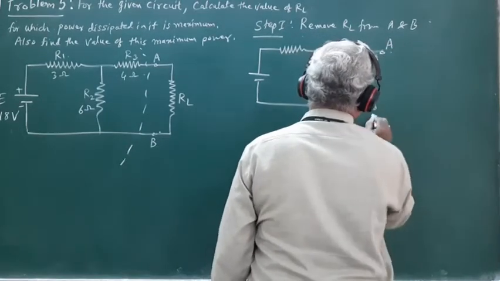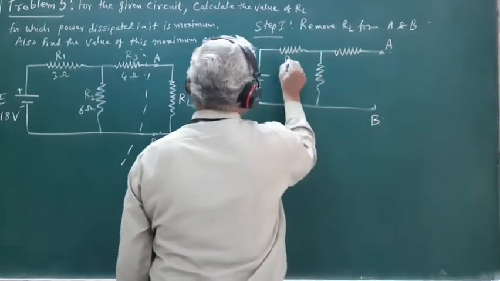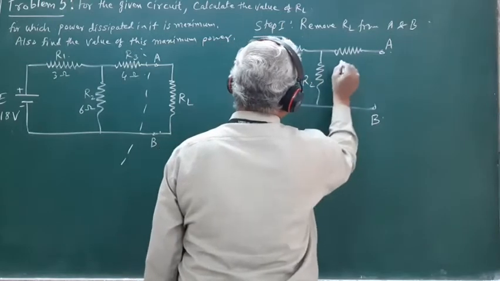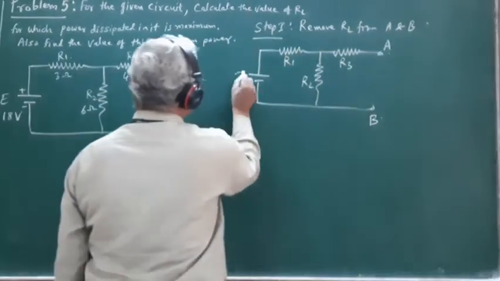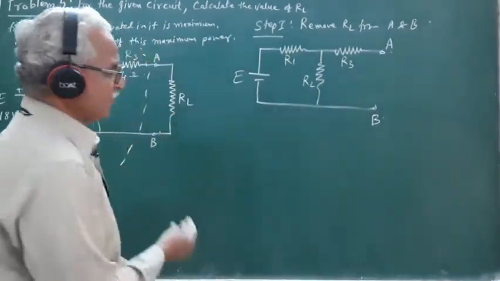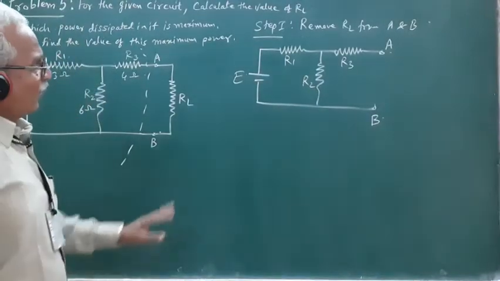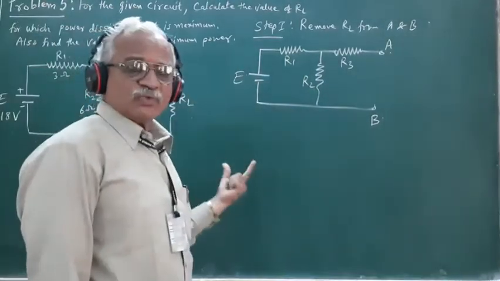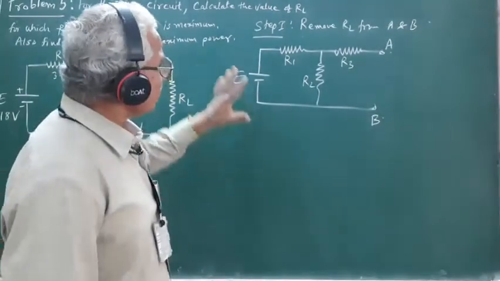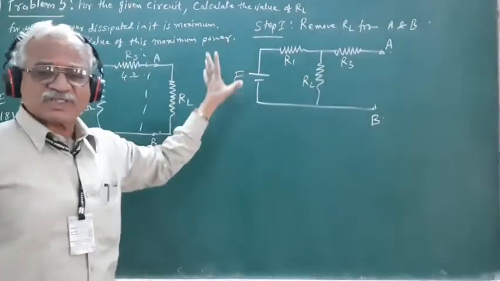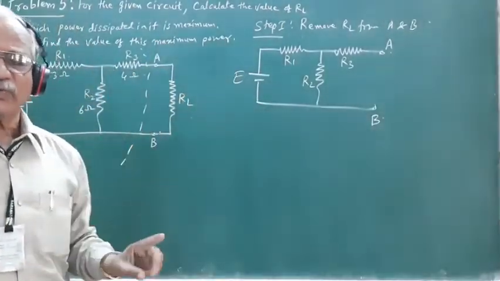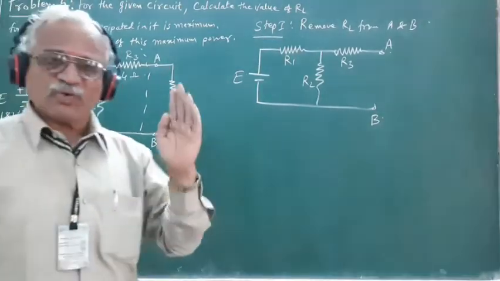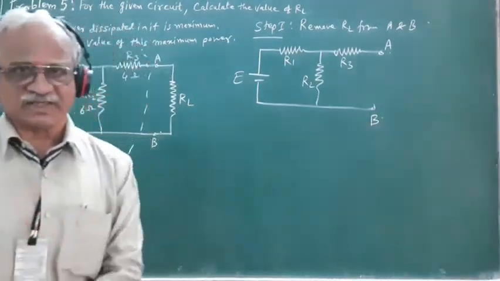These are the terminals A and B. This is the resistance R1, this is R2, this is R3, and this is R4. Now, for this network, we have to obtain the Thevenin equivalent circuit. What we need to do is obtain the values of VTH and RTH.